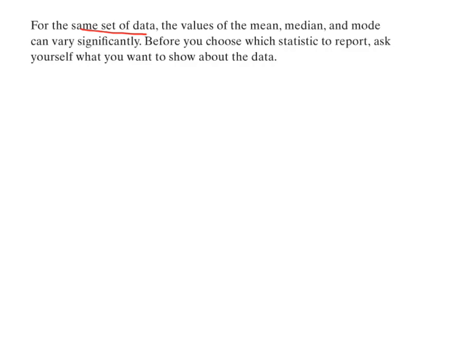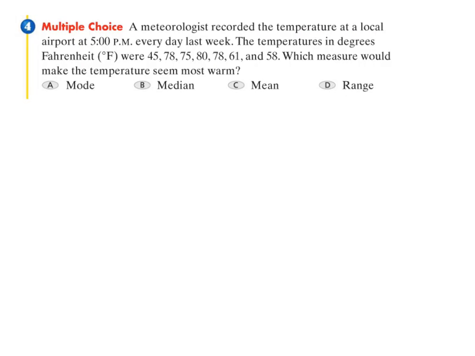For the same set of data, the values of the mean, median and mode can vary significantly. Before you choose which statistic to report, ask yourself what you want to show about the data. Let's try to understand this concept through a problem. A meteorologist recorded the temperature at a local airport at 5 p.m. every day last week. The temperatures in degrees Fahrenheit were given. Which measure would make the temperature seem most warm?